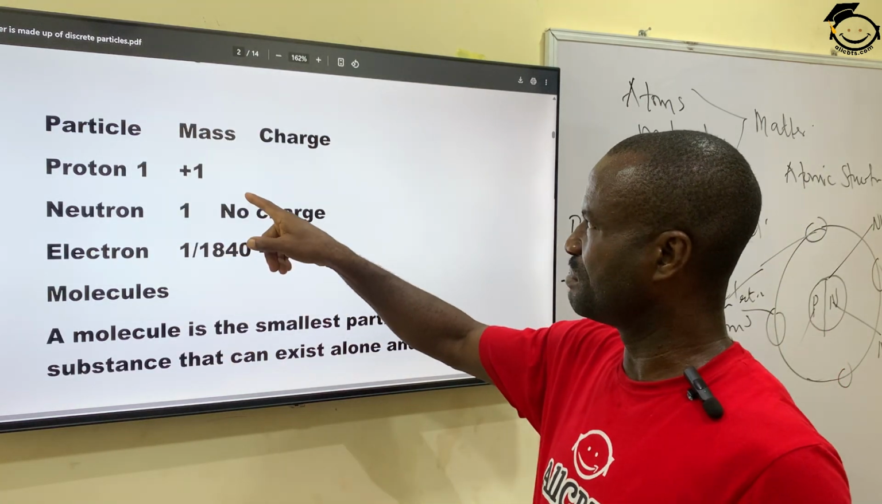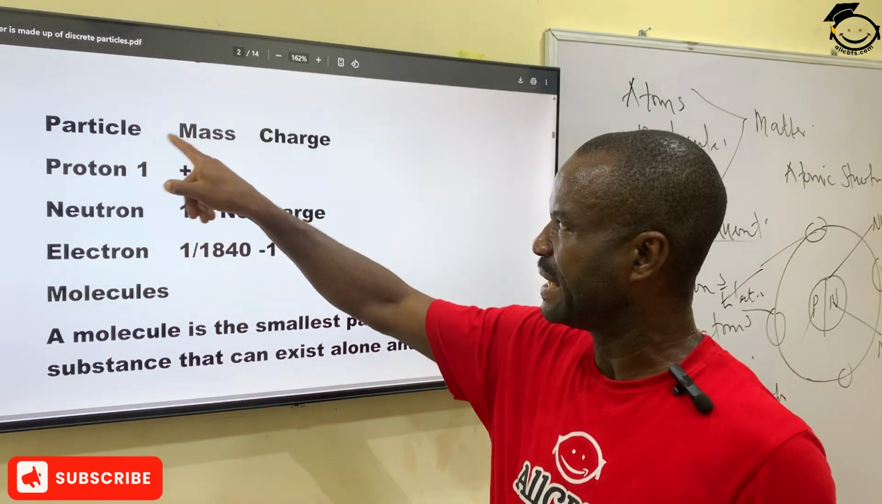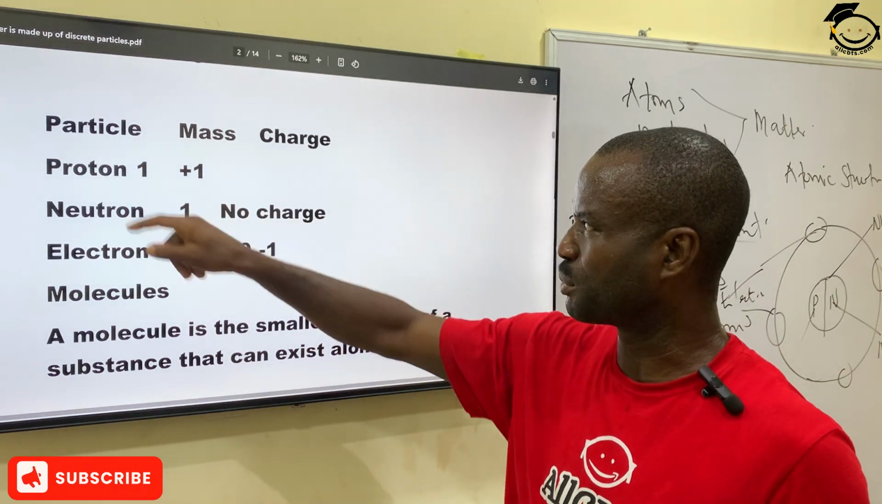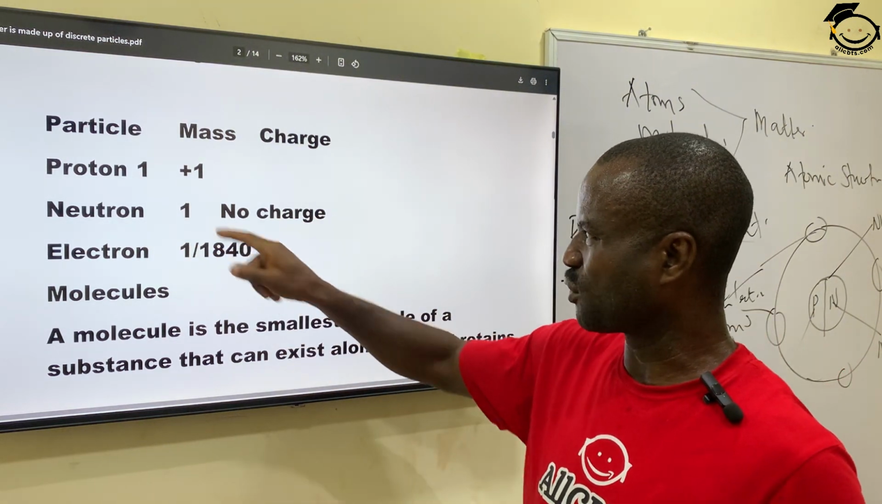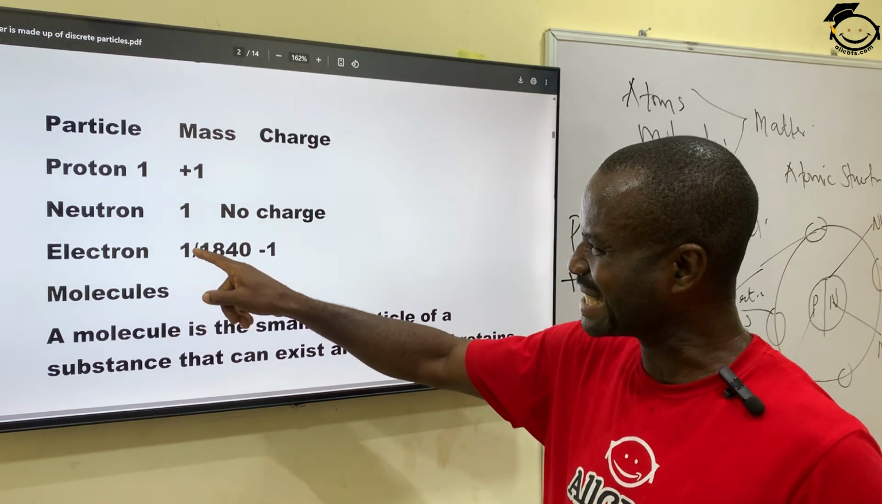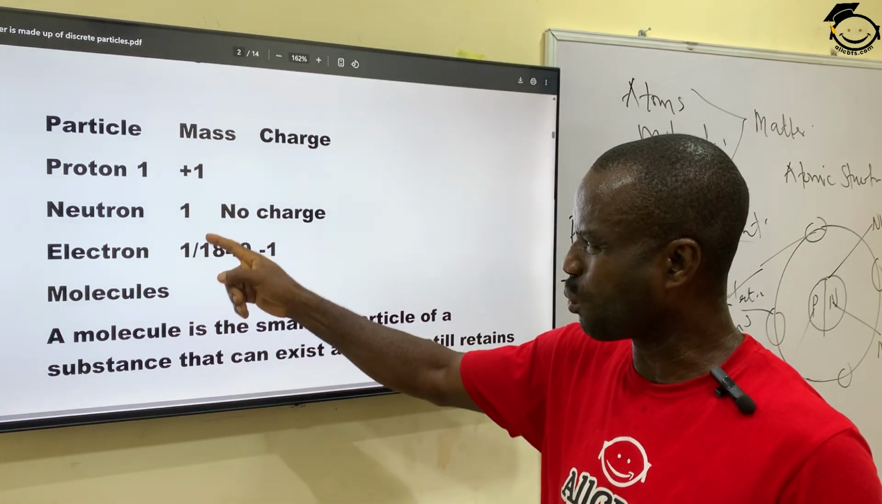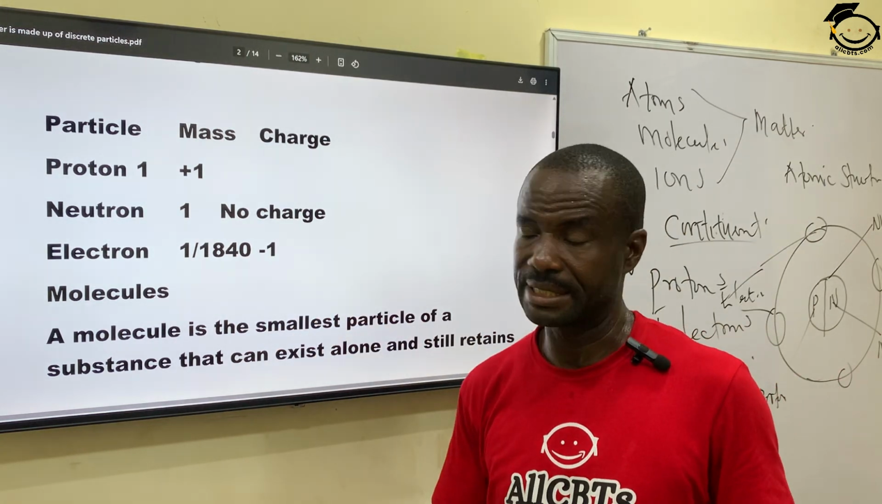The proton has a mass of 1 with a charge of +1. The neutron, on the other hand, has a mass of 1 but no charge. The electron, on the other hand, has a small mass, that is 1/1840, and is negatively charged.